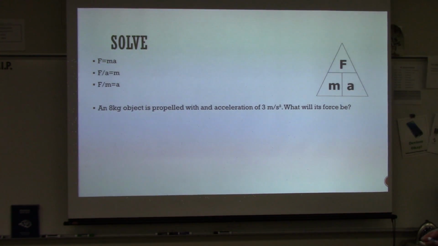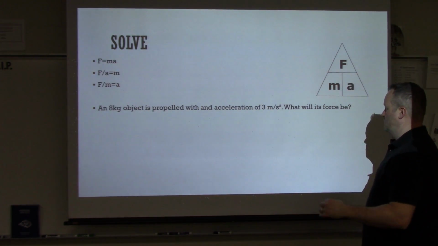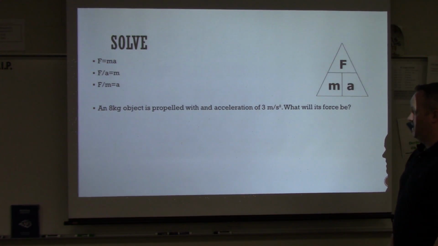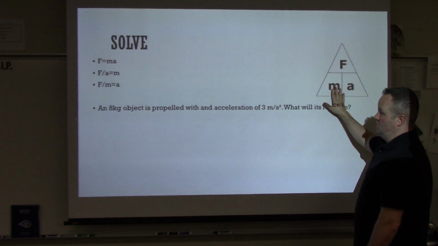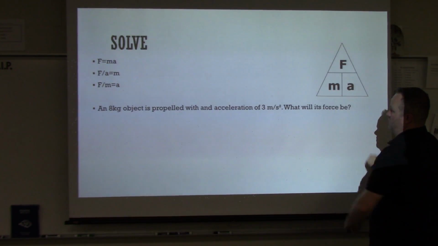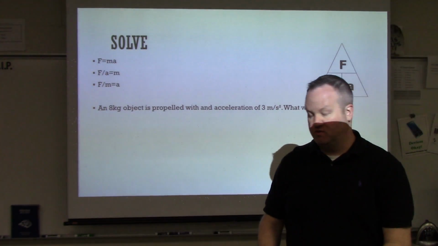An 8 kilogram object is propelled with an acceleration of 3 meters per second squared. What will its force be? So here you're looking at the amount of force it's going to have. All you have to do is, you have M here, A here. These two multiplied together give us a force. So 8 times 3 is 24 newtons of force.